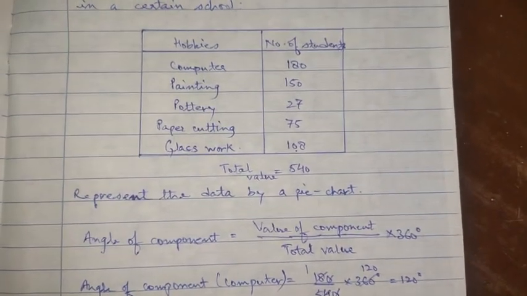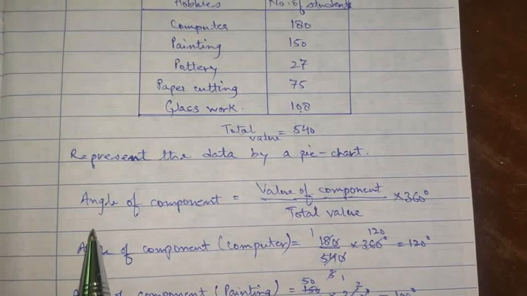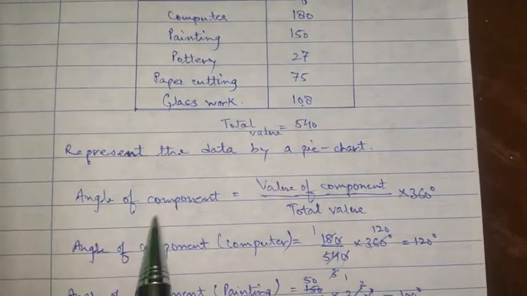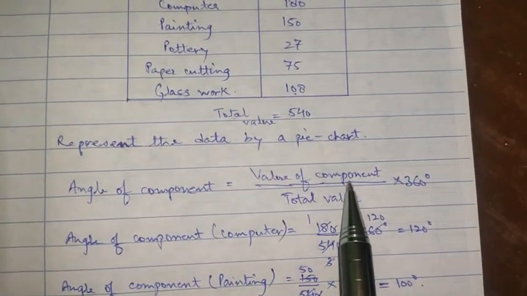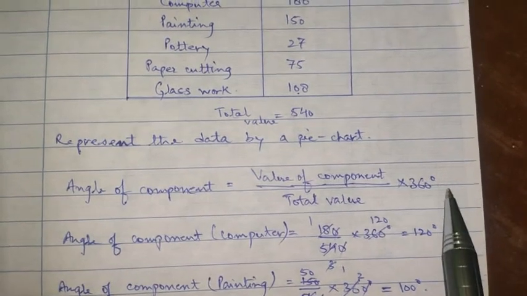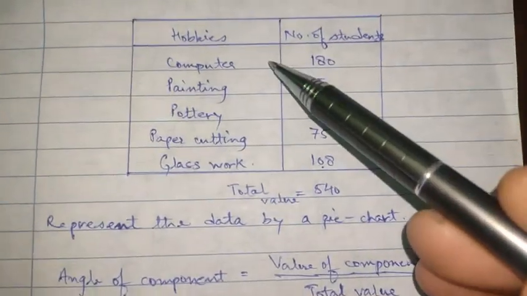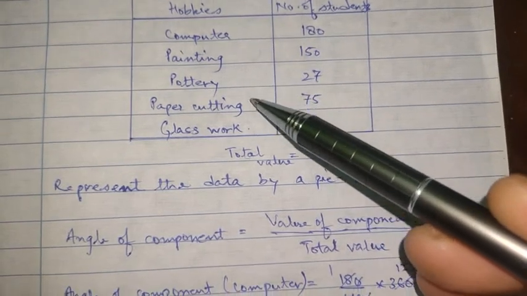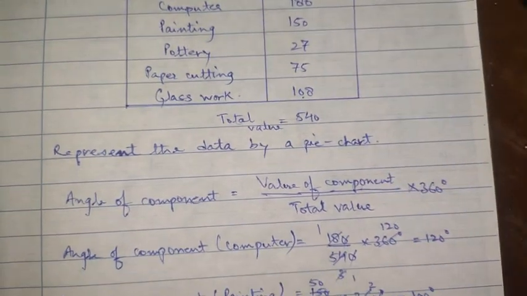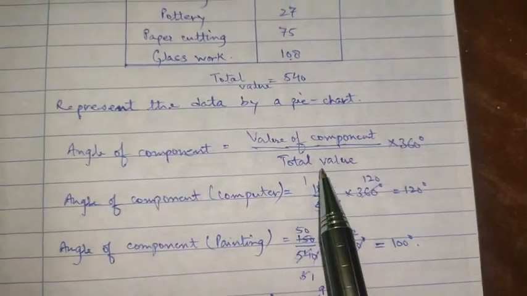For finding out the angle of a sector, the formula, as it is mentioned in the book also, is: angle of a component is equal to value of component upon total value into 360 degrees. So for every hobby, that is computer, painting, pottery, paper cutting and glasswork, I'm going to find the angle of the sectors using the same formula.